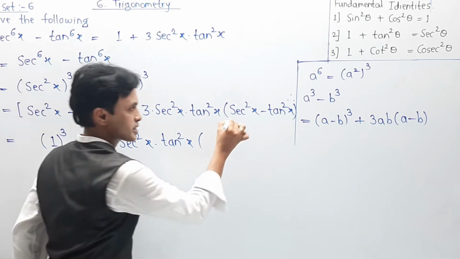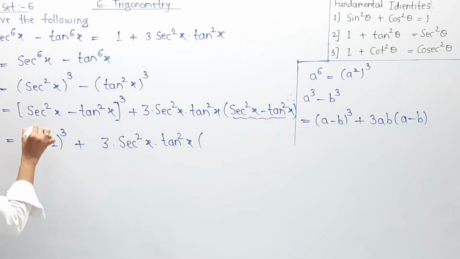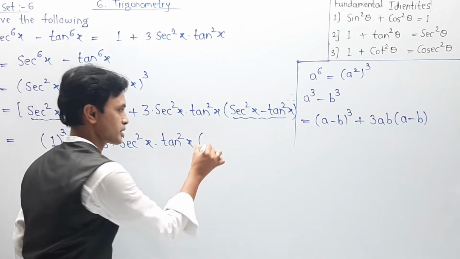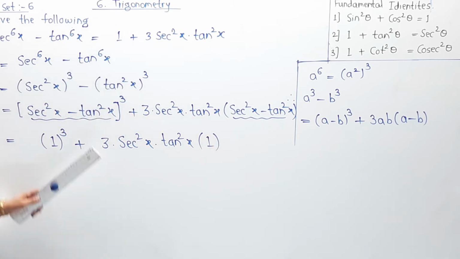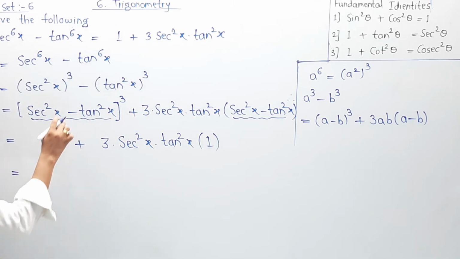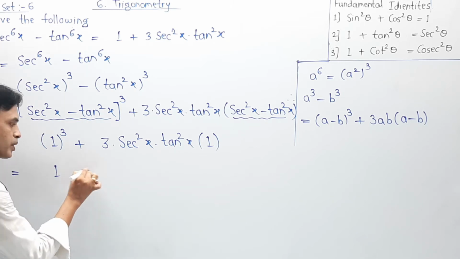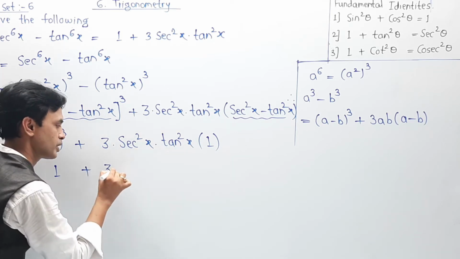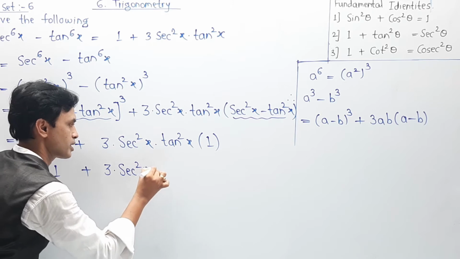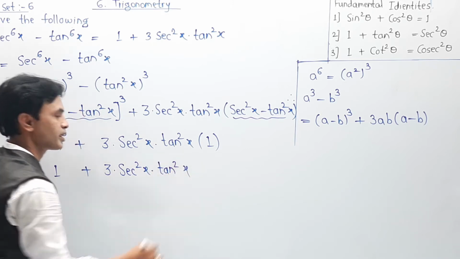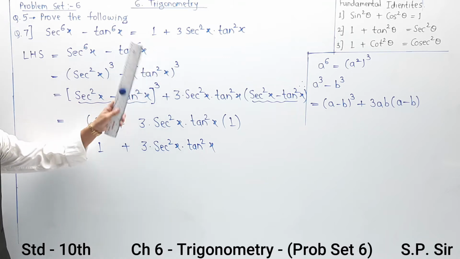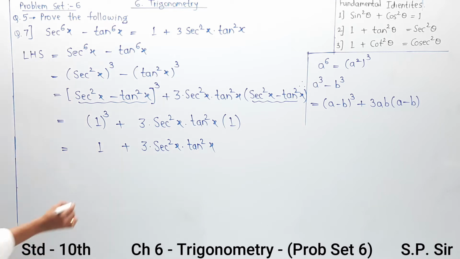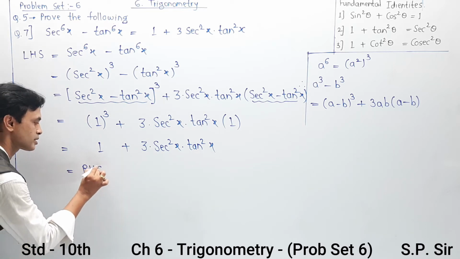And again this sec square x minus tan square x is 1. So sec square x minus tan square x again becomes 1. Just simplify it. 1 cube is 1 plus 3 into 1 means 3, and the remaining portion, that is sec square x into tan square x. In this way, although it looks like a long or big numerical, it is actually 1, 2, 3, 4 and 5 steps, and that is nothing but your RHS.